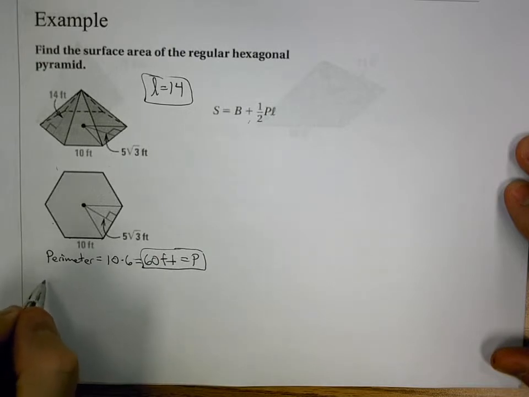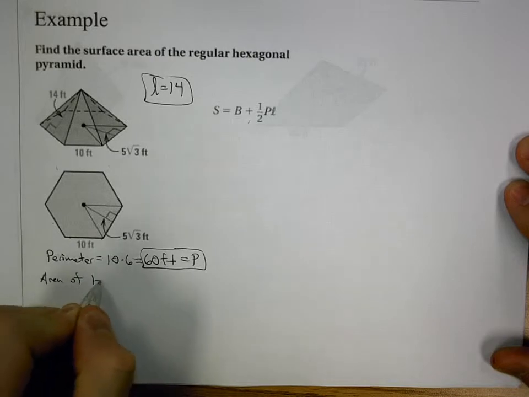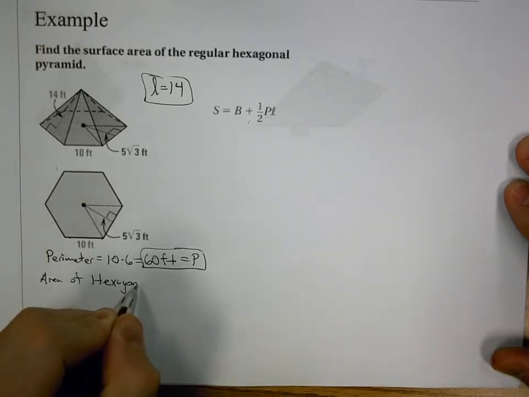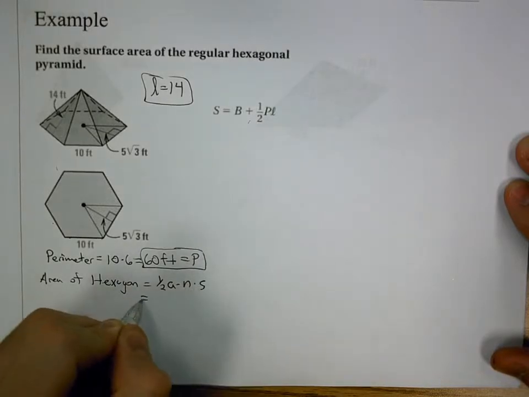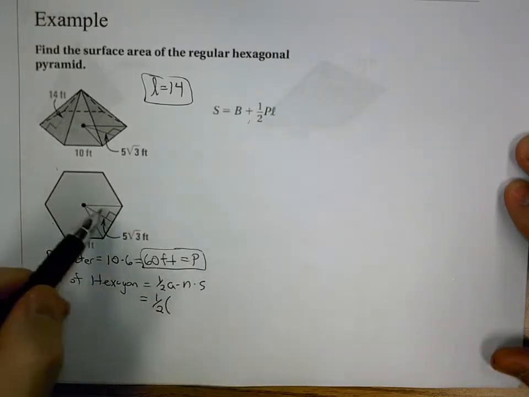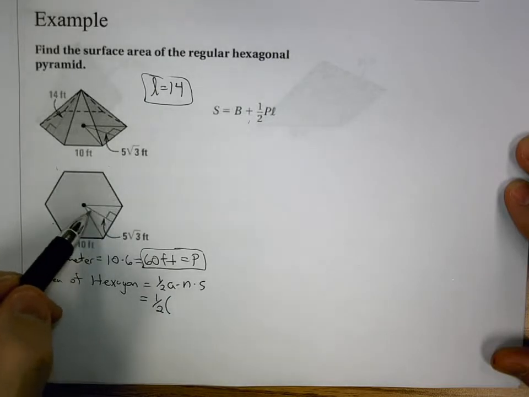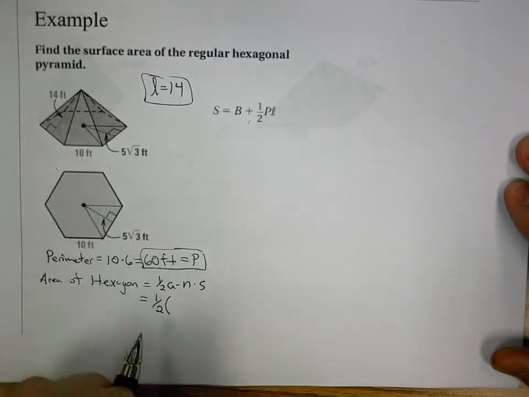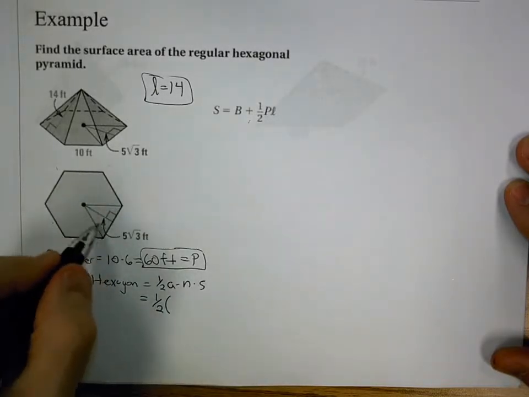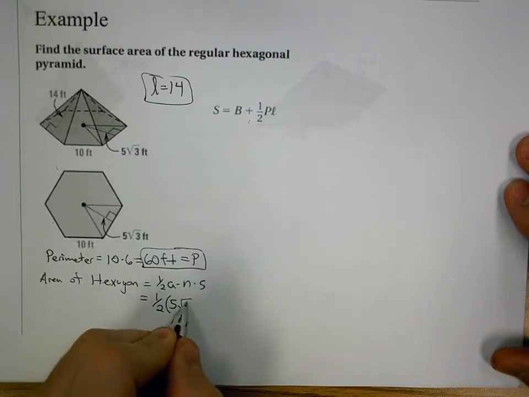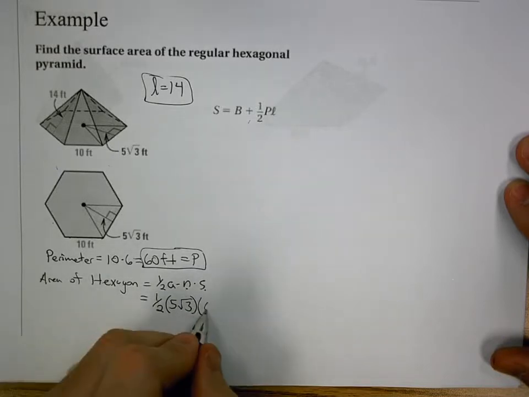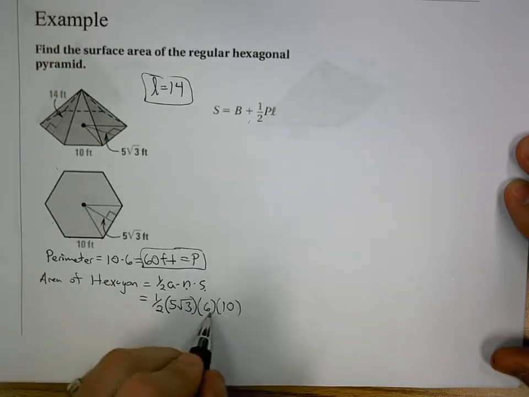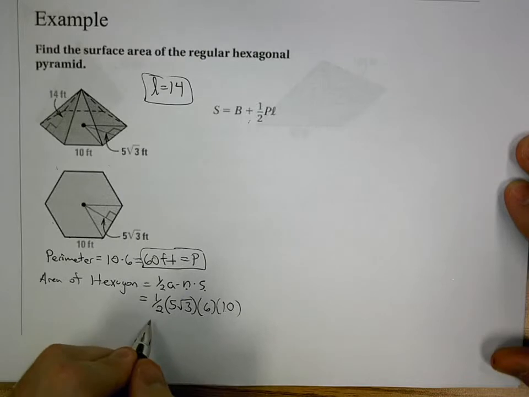So that base area, or the area of a hexagon, is 1/2 the apothem times the number of sides times side length. Hopefully you remember that. Now the apothem is that height, that perpendicular distance from the side. It's the height of this triangle we would cut out. So that's 5√3 times the number of sides times side length, which we have 6 sides, times 10. This is the same as this, it should be.